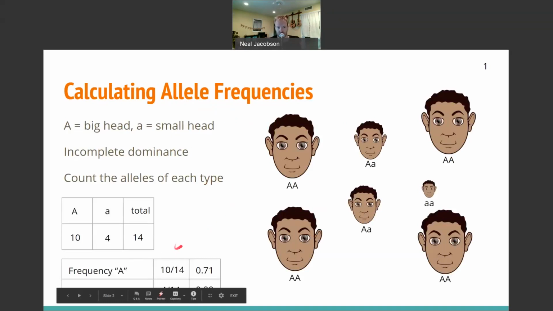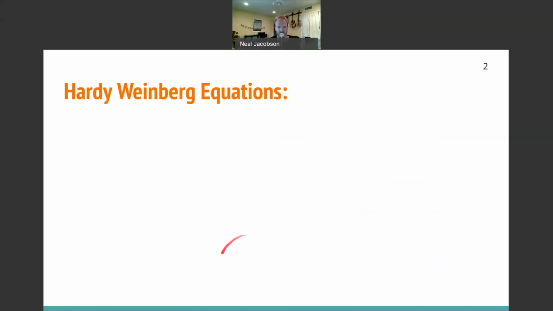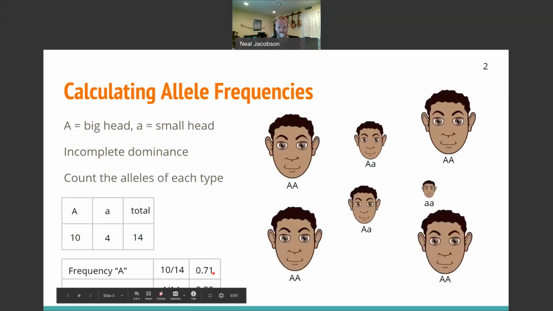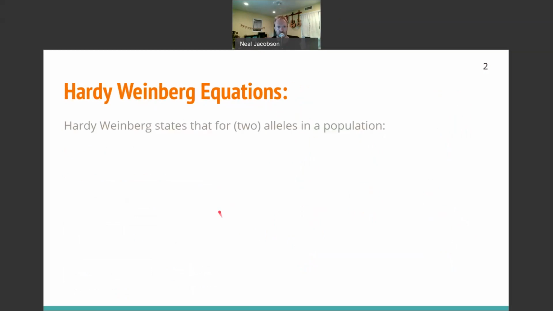Because the frequencies of each allele are the proportion of that allele relative to the total, each proportion should add up to the total, which is 1 or 100%. You can see that right here with these two. The 0.71 plus 0.29 adds up to 1. So the frequency of big A plus the frequency of little a will always equal 1 if there's only the two alleles.